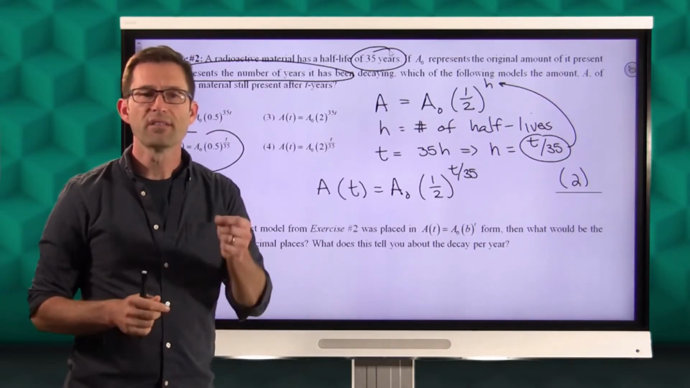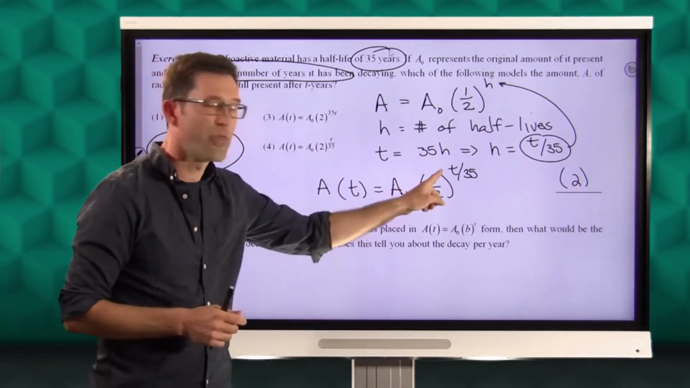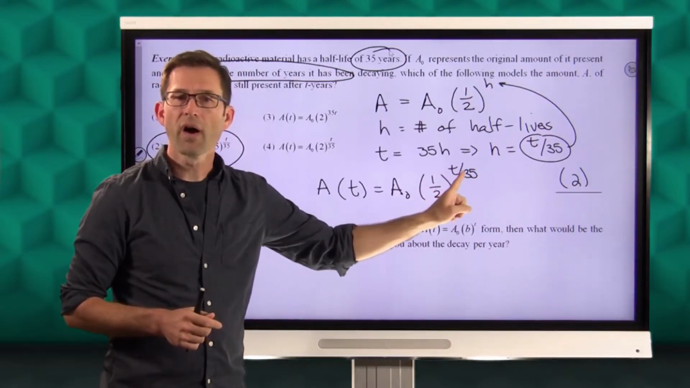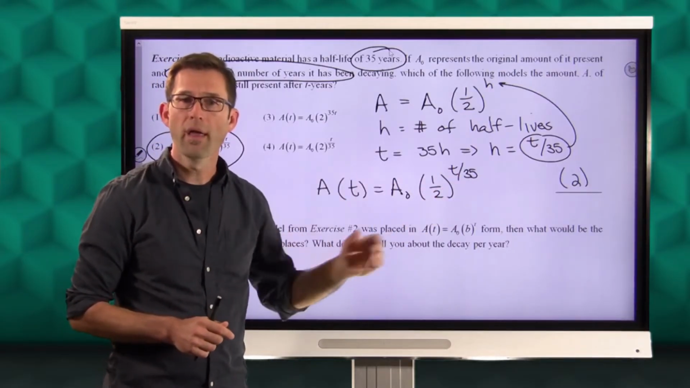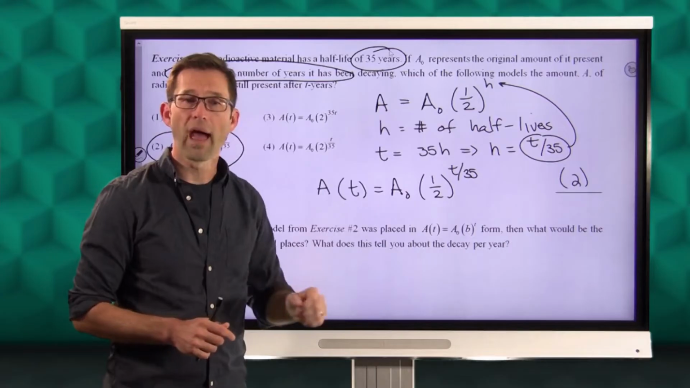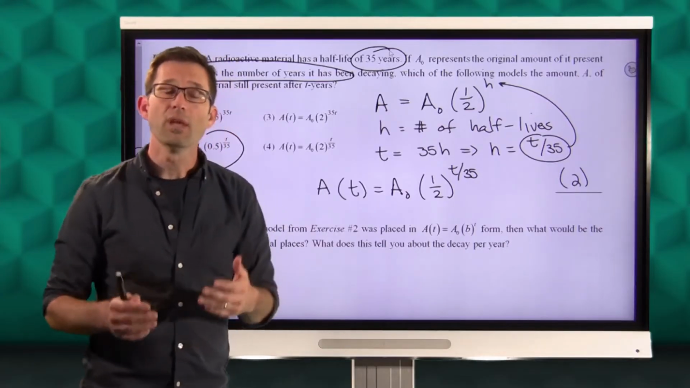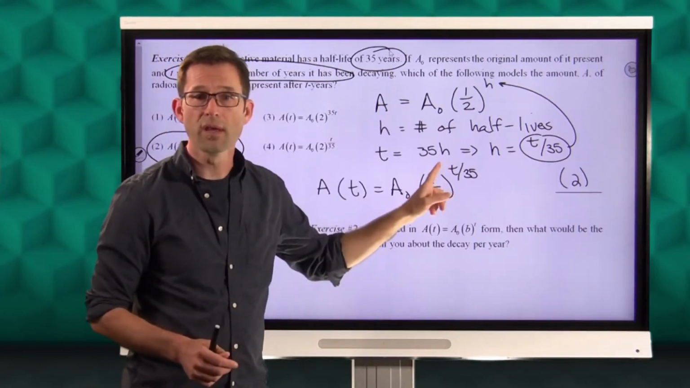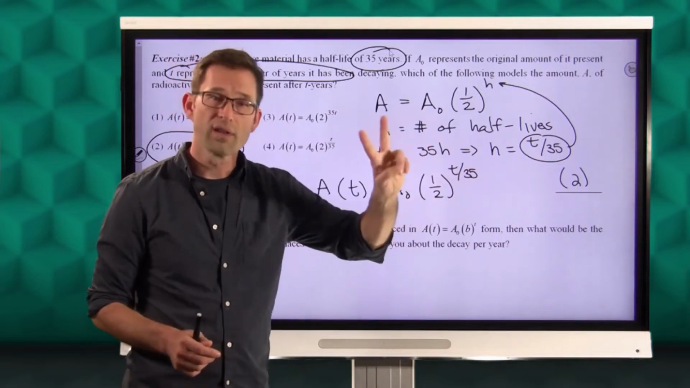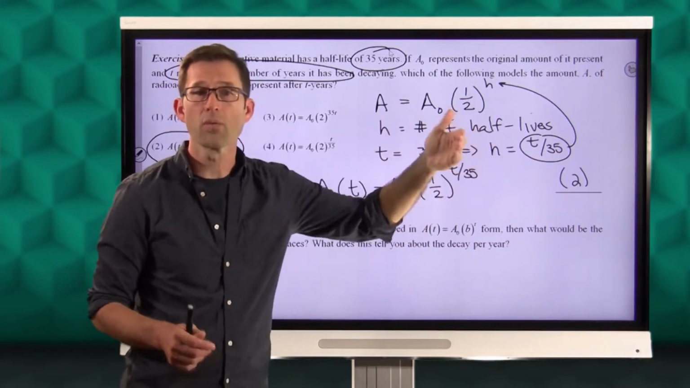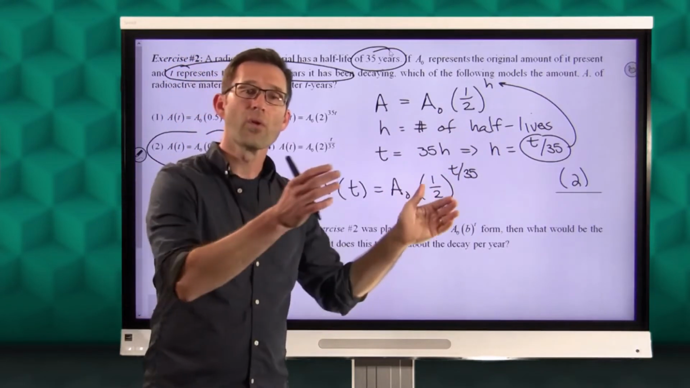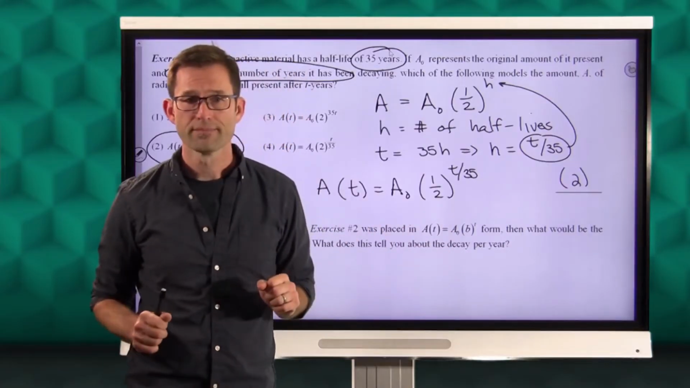And again, think about it. If I said t was 35 years, and I put 35 up here, I'd get 35 divided by 35, which would be 1, and then I would multiply by the 1/2 once. If t was equal to 70, and I put 70 up here, I'd get 70 divided by 35, I'd get 2, and then 1/2 to the second would be 1/4, and then I'd only have 25% remaining.